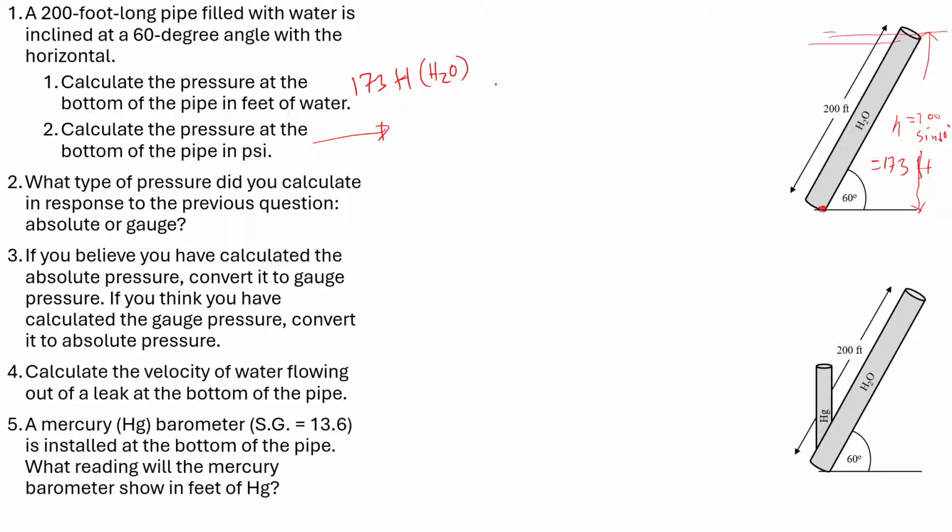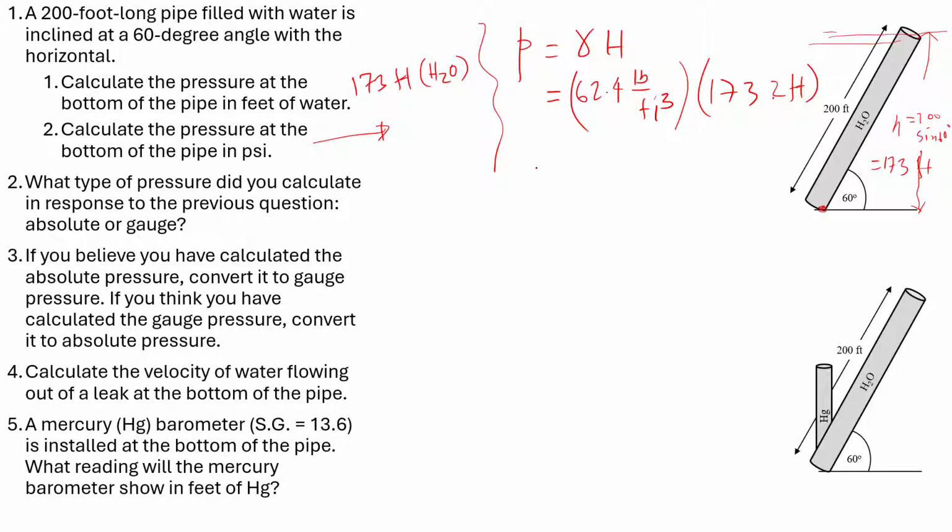We have discussed that pressure head and how the equation P equals gamma h is developed. So check that video. In this case here, gamma is the water gamma, which is 62.4 pound per foot cube. And then the height of the liquid is 173. To be exact, it is 173.2 foot. It will not make a huge difference because it's a very large number.